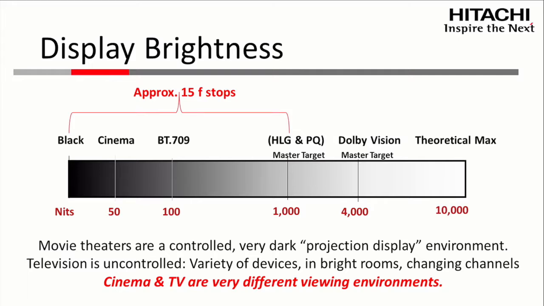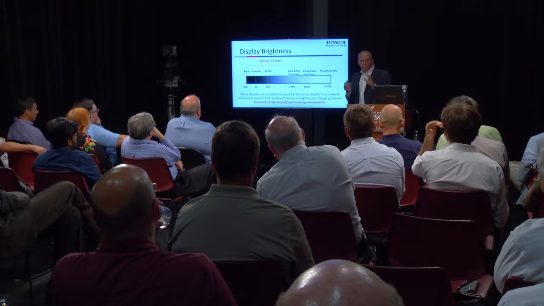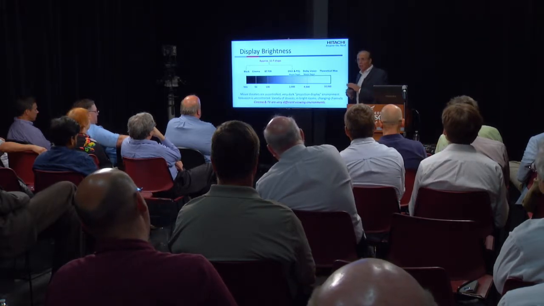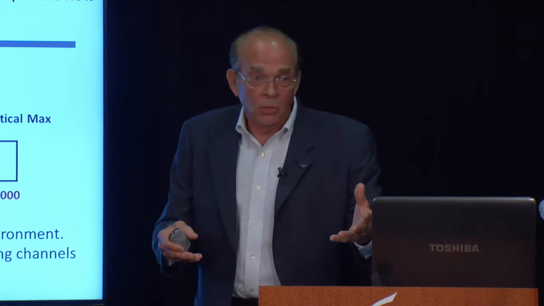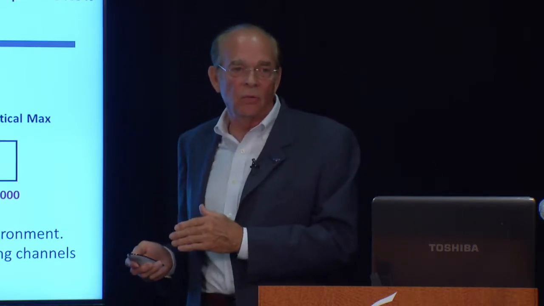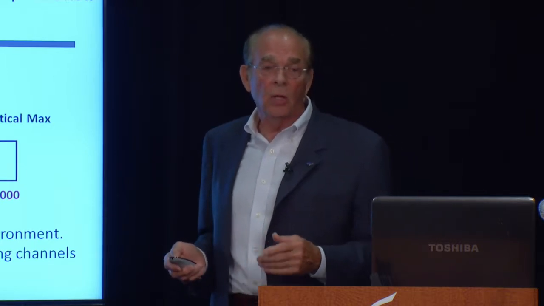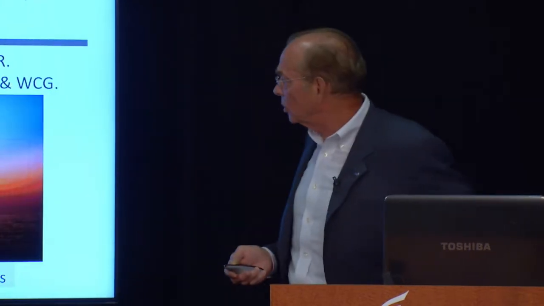The key takeaway here is cinema and television, meaning home television viewing, are very different environments. If a cinema or a theater is completely controlled, a home viewing environment is completely uncontrolled. There's light spilling in from windows, the lamps are on, the program that you're watching is interrupted by interstitials, which changes everything. So we have two completely different viewing environments, and therefore it is likely that we'll have two different high dynamic range profiles, and I'll get into a little more detail on that.